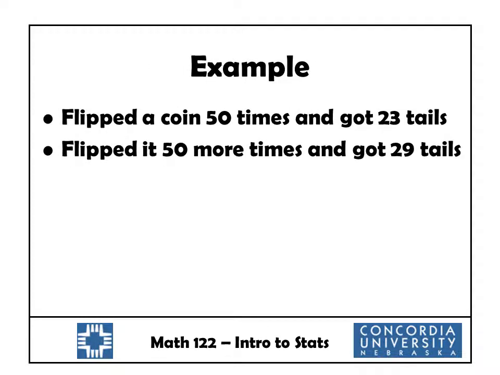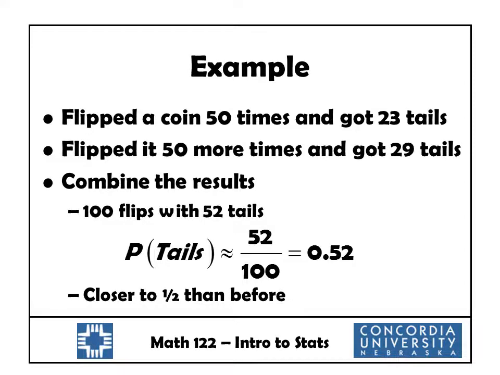Okay. So as an example, in the first couple of examples, we flipped a coin 50 times and got 23 tails. We flipped it another 50 times and got 29 tails. Well, let's combine these two results. So let's say we have one big trial with 100 flips, and we would have a total of 52 tails, 23 plus 29.